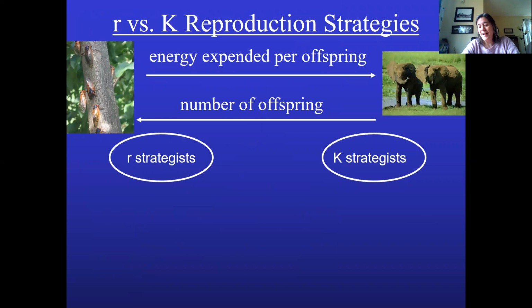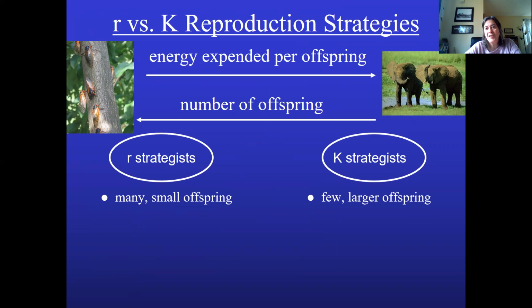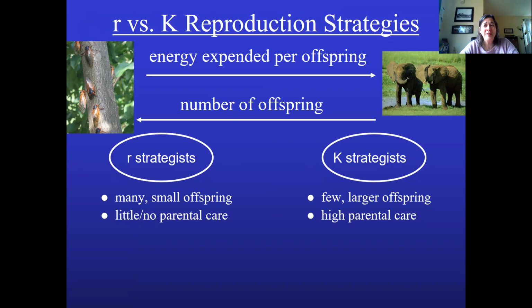All right, so the reproductive strategies, again, where is the energy going? So more energy per offspring with K strategists, less energy, going to have more offspring with r strategists. So there's a bunch of differences between the two. r strategists get lots of offspring, K not so much. r strategists, little or no parental care. Think of an insect hatching millions of eggs, no parental care.